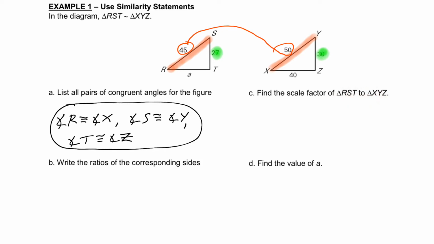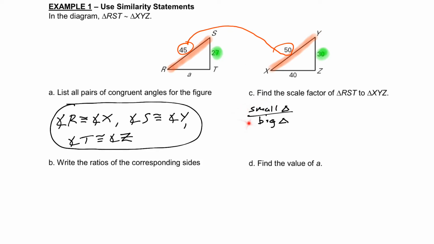And if you remember in the last video, I talked about the quantity before the word "to" goes on top, and the quantity after the word "to" would go on the bottom of your fraction when you set up your ratios. So let's stick with that. For this one, that means we're going to do RST on top and the side lengths from triangle XYZ on the bottom. So really what we're doing is the side lengths of the little triangle divided by the side lengths of the big triangle.